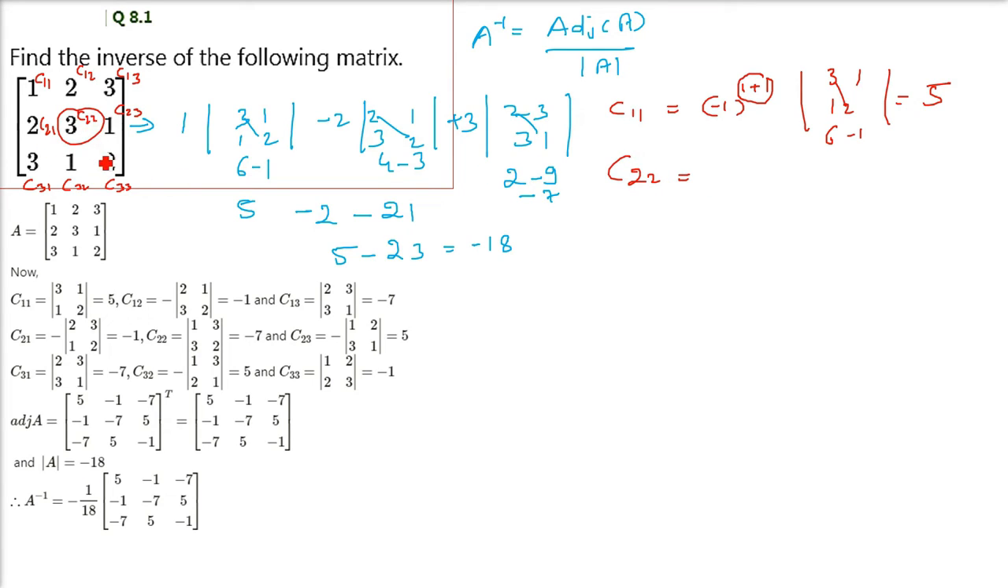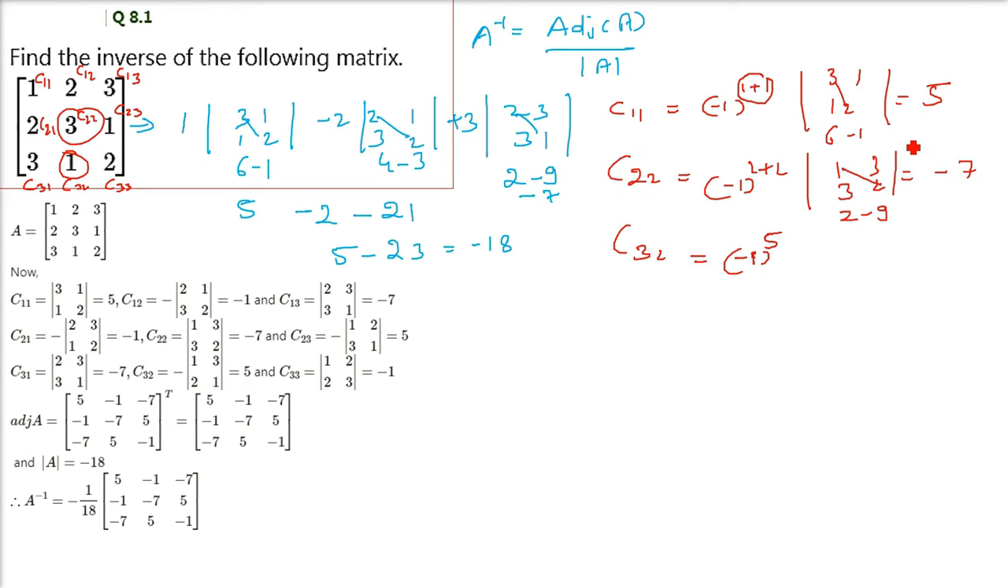C22 and C32 we will find out, because the 9 cofactors you have to find out, please remember. So minus 1 to the power 2 plus 2 here, minus 1 to the power 3 plus 2 here. So C22 will be positive, C32 will be negative. Now what will be inside? 2, 2, just leave the row and column with 2, 2, 1, 3, 3, 2 will come. So 2 minus, this is a 9, this is going to be negative 7.